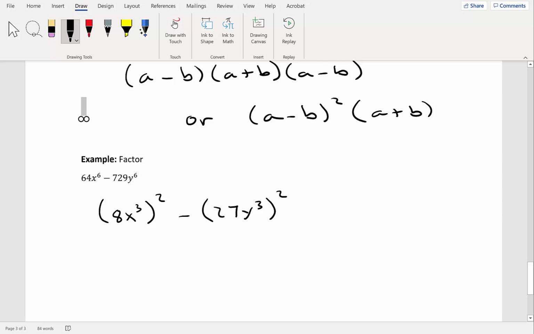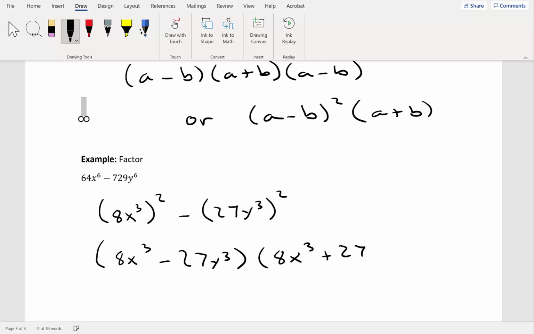So we have a difference of 2 squares. So let's go ahead and use our formula to factor that out. So we have 8x cubed minus 27y cubed, and then times 8x cubed plus 27y cubed.